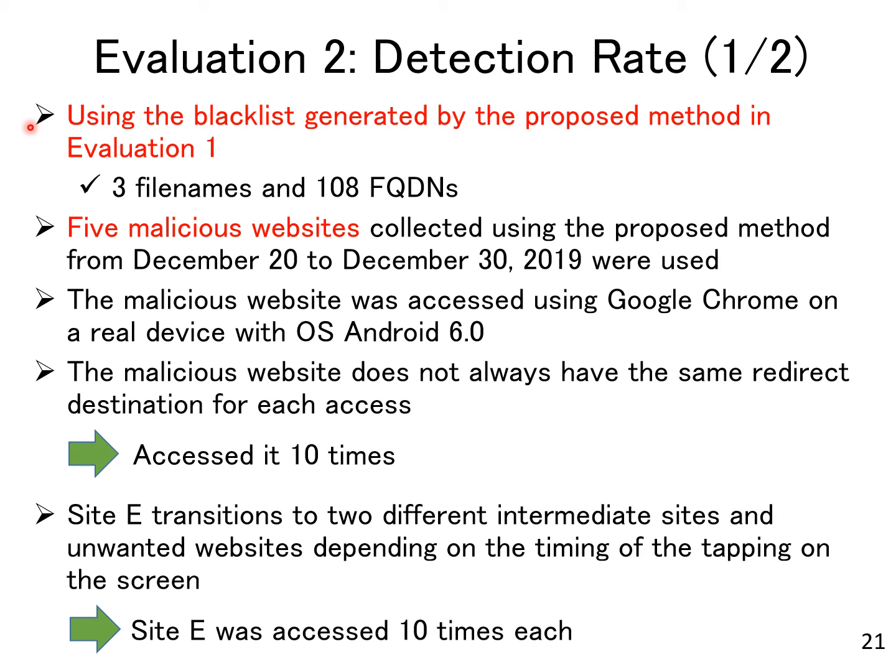We verified whether access to malicious websites could be detected using the blacklist generated by the proposed method in Evaluation 1. For the evaluation, 5 malicious websites collected using the proposed method from December 20th to December 30th, 2019 were used. The malicious website was accessed using Google Chrome on real devices with OS Android 6.0.